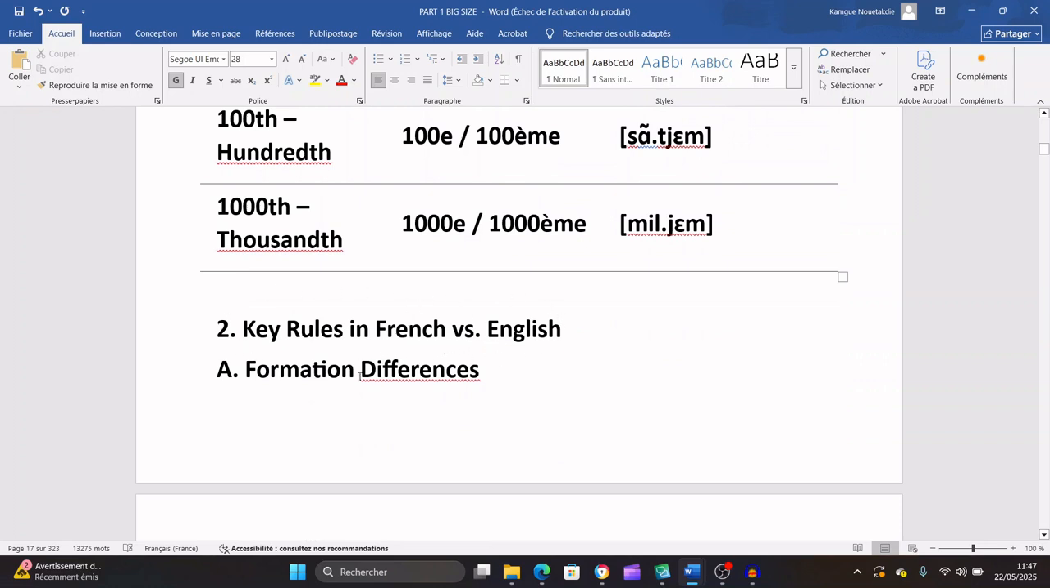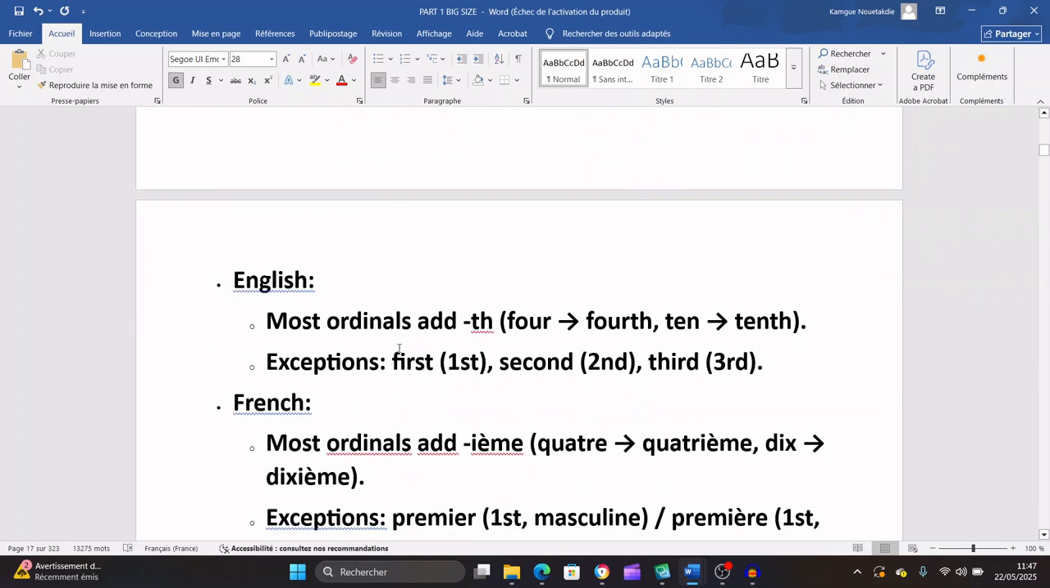Key rules in French versus English. Formation differences. In English, most ordinals, they add th at the end. For example, 4 becomes fourth. Then 10 becomes 10th. We have some few exceptions.